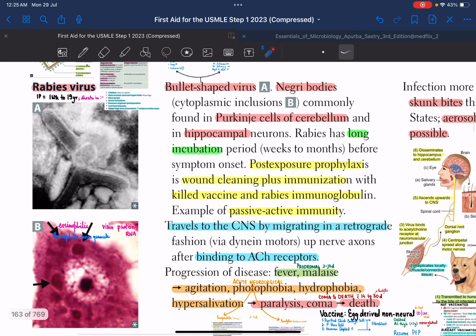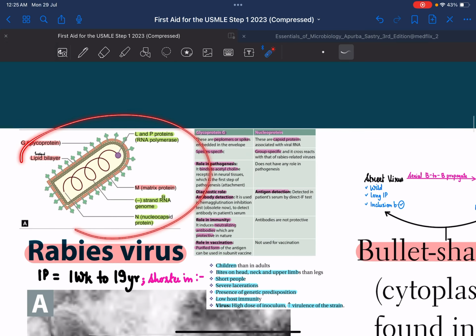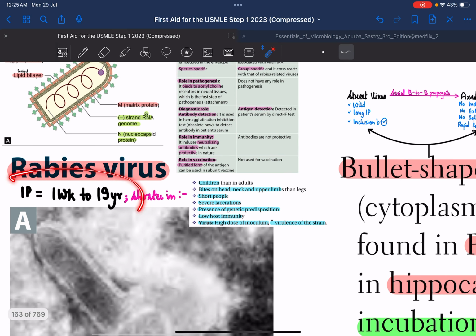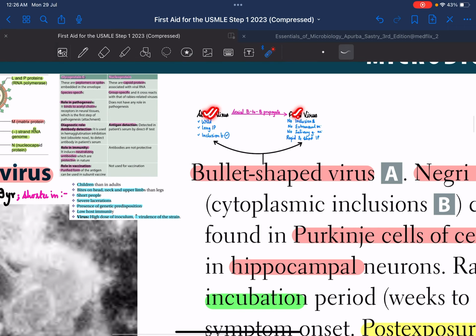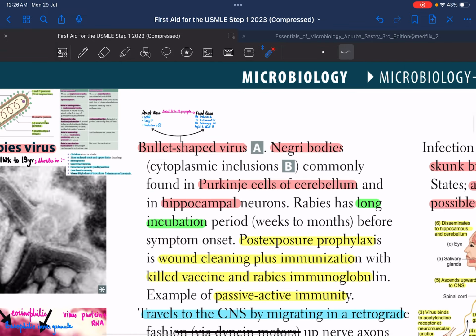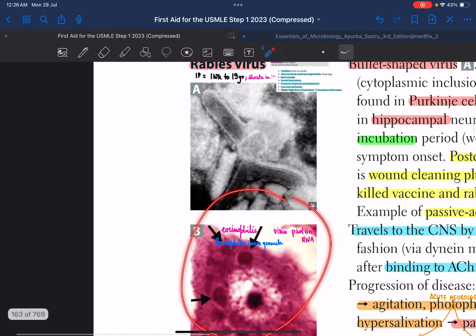Rabies virus is a bullet-shaped virus. We learnt about its detailed structure. We saw glycoprotein G versus nucleoprotein. The incubation period can vary from 1 week to 19 years. These are the cases in which the incubation period is shorter. There is something known as street virus and something known as fixed virus. The pathognomonic thing over here is the Negri body.